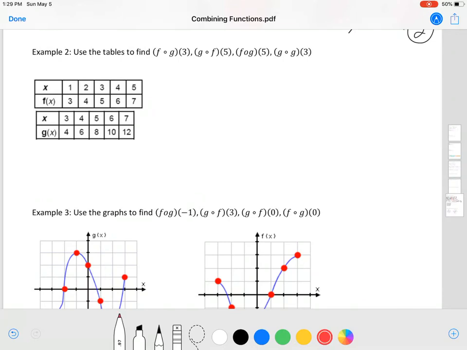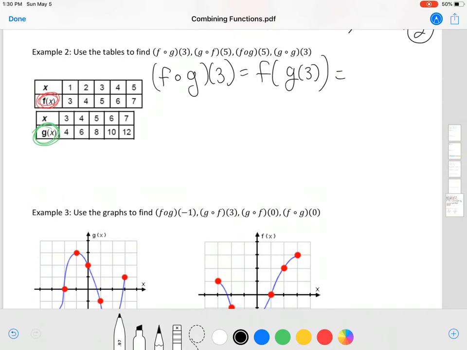Notice that this is my table for f, and this is my table for g. When I'm looking to evaluate f, I want to look at my table that I marked in red. And when I'm looking to evaluate g, I want to look at my table marked in green. For the first part of this question, it says find f of g of 3. That means I need to find g of 3 and plug it into f. So this is what we're looking at first.